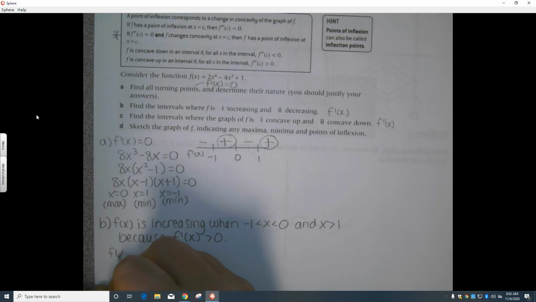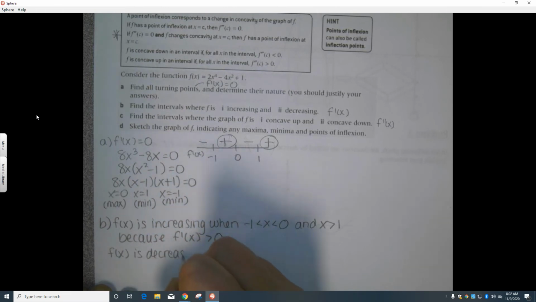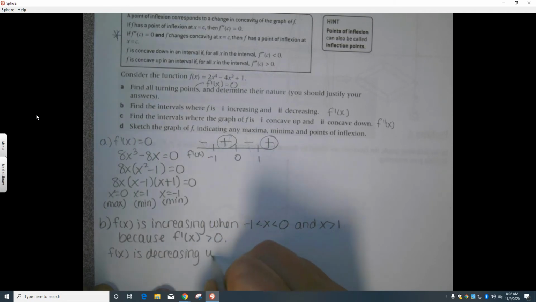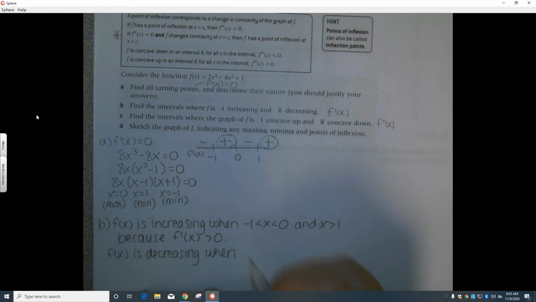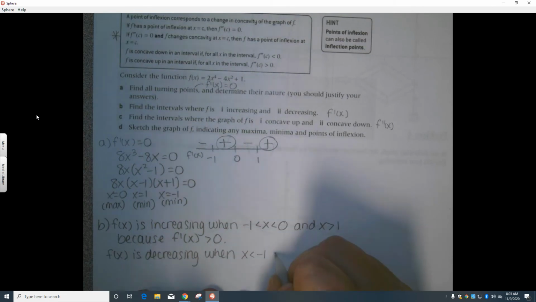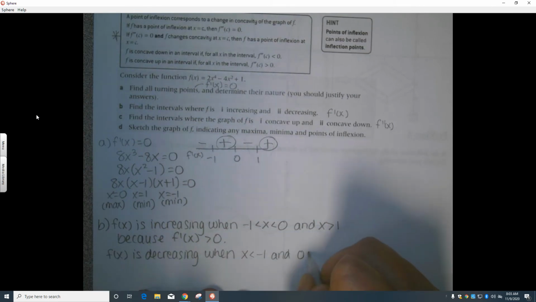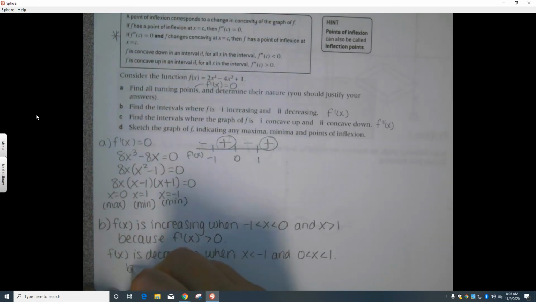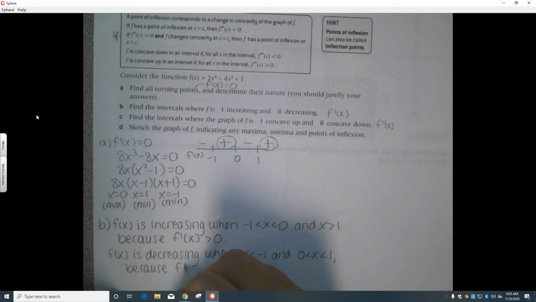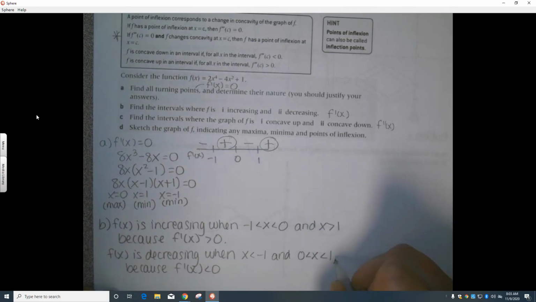We can also state f of x is decreasing. And I'm going to look for those negative intervals up here, when x was less than -1 and between 0 and 1, because f prime of x was less than 0.